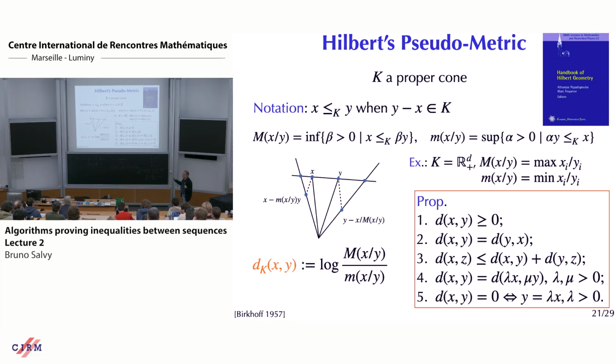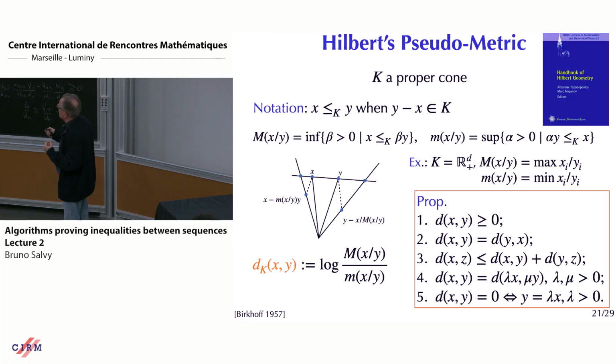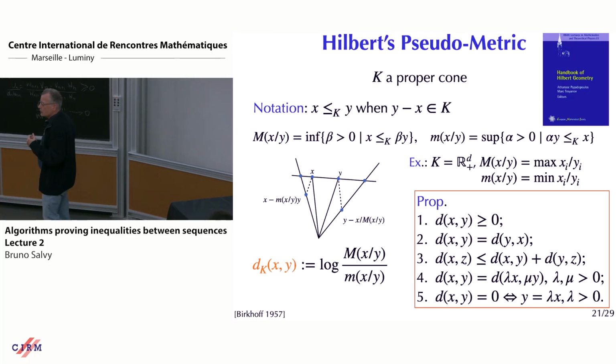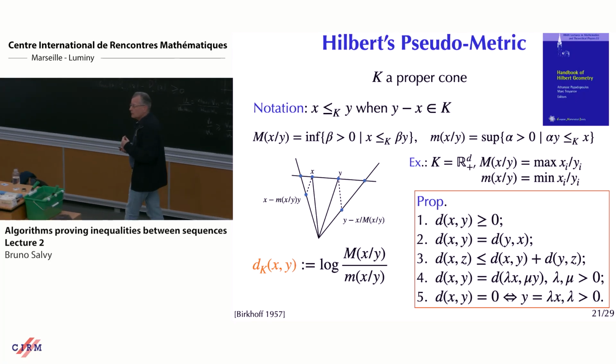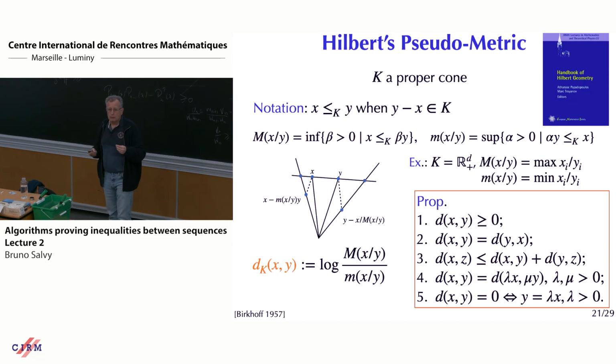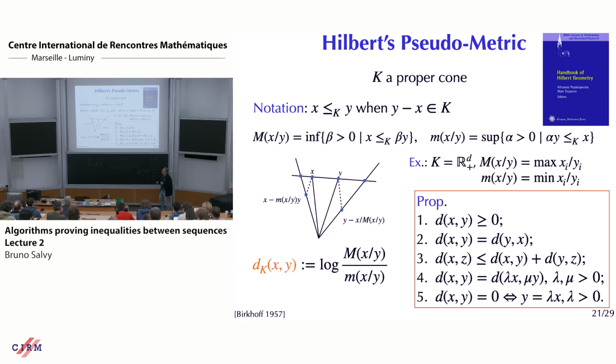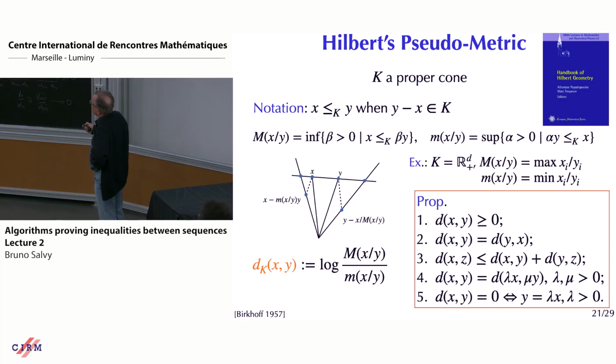But that extends to arbitrary cones. And then, with these things, this is the distance, the log of capital M over small m. Nice. So what can we see? I could prove it, but I don't know if you learn a lot. So this distance is positive. Why? Because capital M is larger than small m. At least in this case, it's clear. The max is larger than the min.